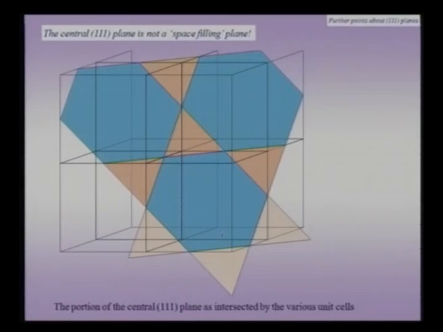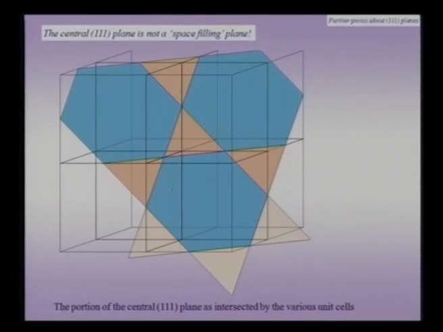Now talking about the atomic density, if I want to make a calculation of the atomic density, I have to be clear the kind of plane I have to choose has to be a space filling plane. In other words, those planes themselves should tessellate space. In other words, the content of the unit cell, if extended in all the directions, should form the complete plane.